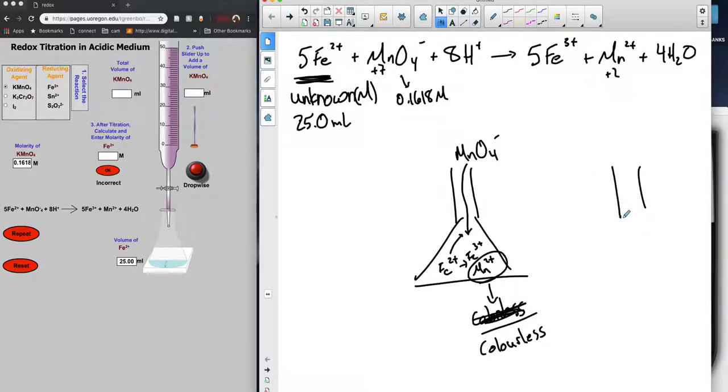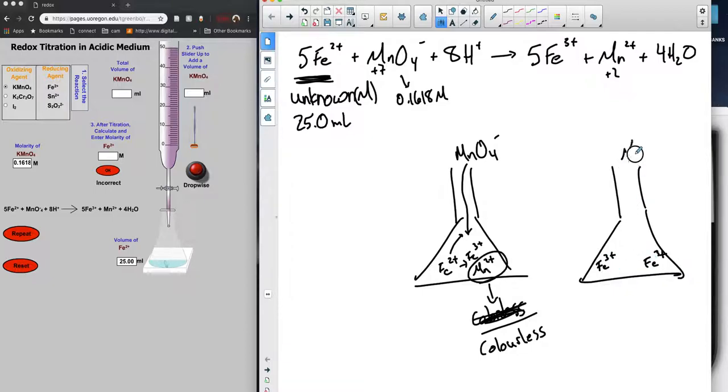What happens though when we reach what's called the end point is that once there are no more iron 2+ that exist inside this beaker, so let's say that all of them now are iron 3+, and they don't have any reducing capabilities. This is no longer a reducing agent. It doesn't have the electrons to give away.